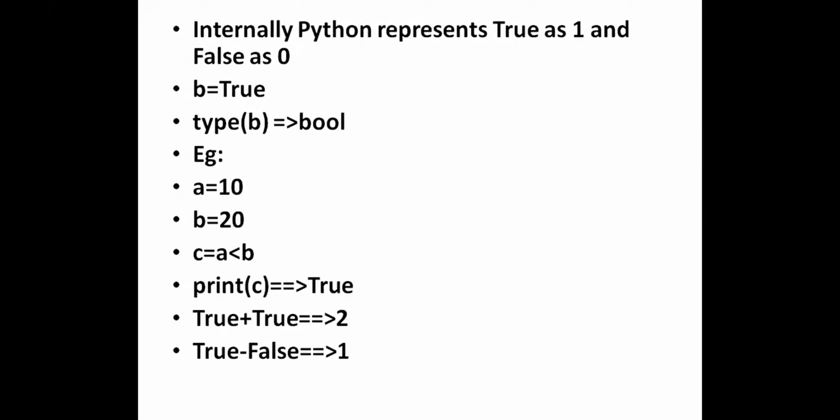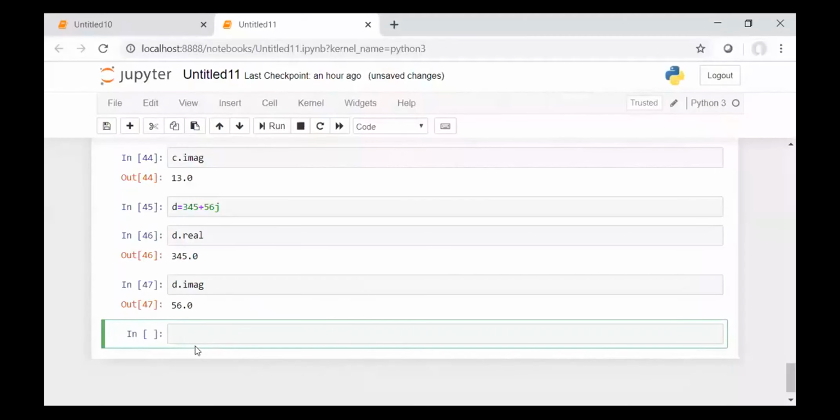You have typecasting, that means type conversions: Boolean value to integer type or any value to the Boolean type. I'll show you. So what are the Boolean values? True and false. How to represent the Boolean value?